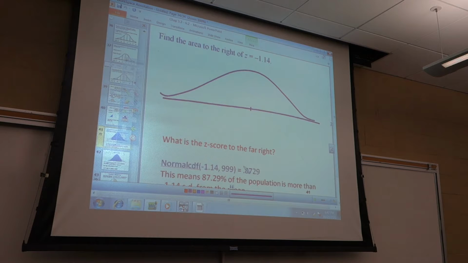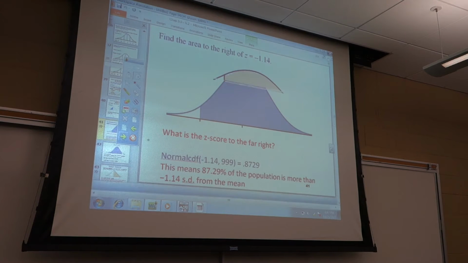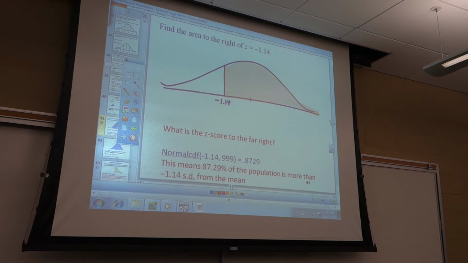So somewhere on the left side, put in negative 1.14, and I want to the right of it. So shade the area that you want. Shade it. If you want, you can just use hash marks, it's totally fine. But shade that. Now, what's my right z-score? Infinity. Everybody on board? Yes.